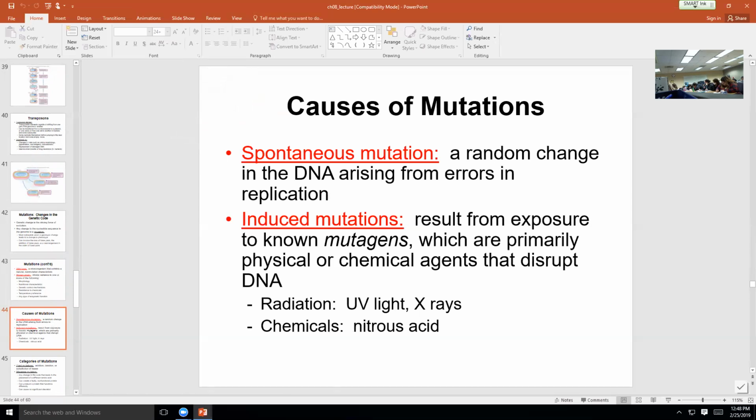Induced mutations can be encouraged by using chemicals and radiation. So you can actually try to induce mutations. Why would you ever try to do that?